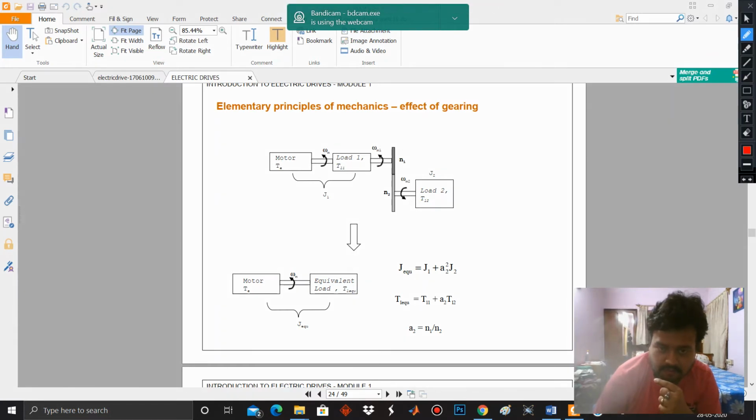So now, what will be the equivalent moment of inertia of the system? This is question 1. So A2, or rather A, I have already told you it is N1 by N2. So J equivalent should be equal to J1 plus A2 square into J2. So J equivalent is equal to J1 plus A2 square into J2.